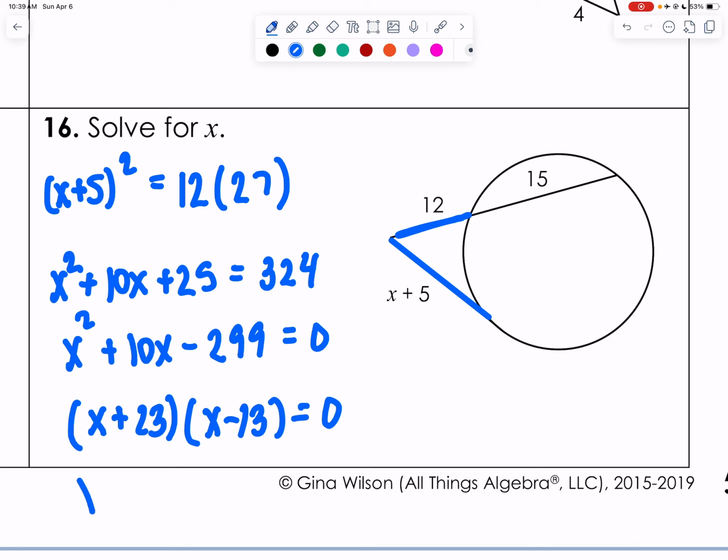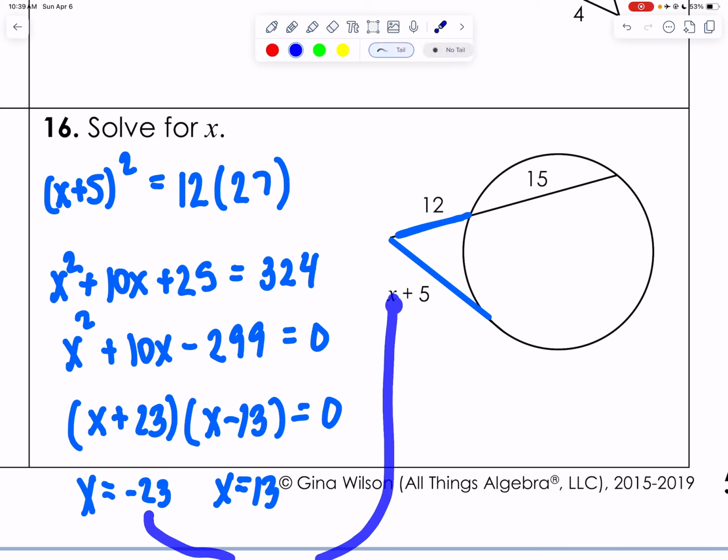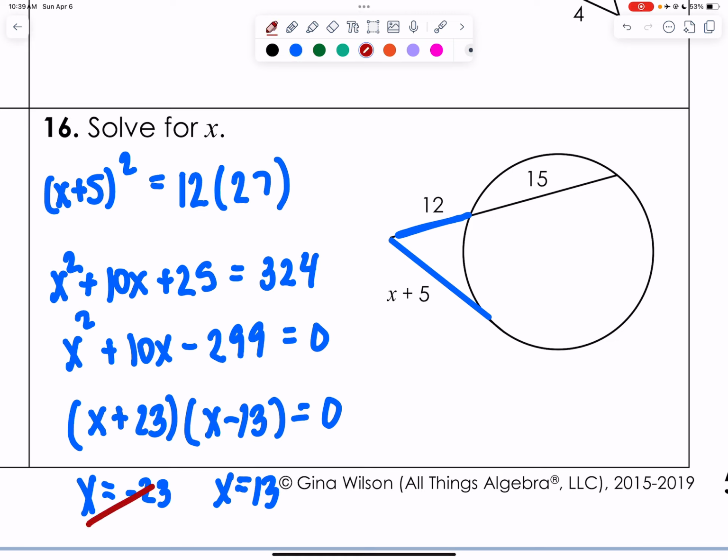So then if you set this equal to 0, you get negative 23. If you set the second factor equal to 0, you get 13. Now, here's the thing. I can't have a negative length. If I have negative 23 here, then this length is going to be negative 18, which is impossible. So, we could say that this right here, negative 23, is extraneous, and 13 is my only solution that works. So x is equal to 13.